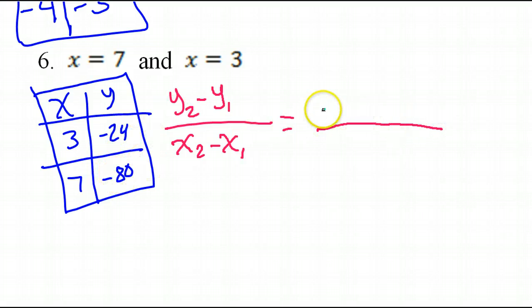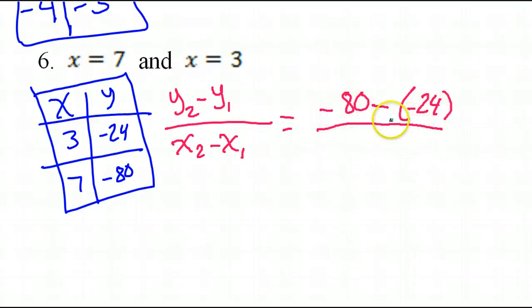Okay, so y2, so I'm looking at negative 80 minus, whoa guys, when the second number you're about to subtract is negative, put it in parentheses. It will help you remember to put the negative sign at all. A lot of kids will just put negative 80 minus 24, which is totally wrong. It's negative 80 minus negative 24. Anyway, now the x value, so 7 minus 3. Okay?